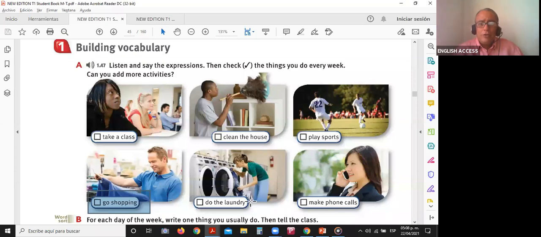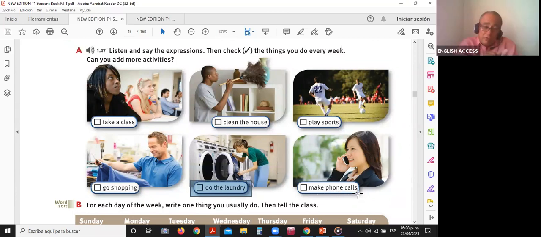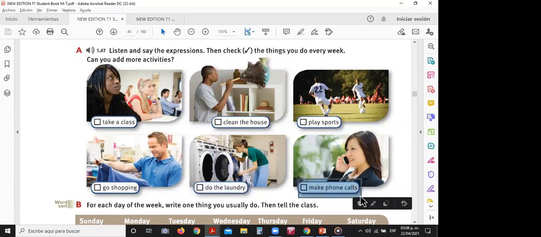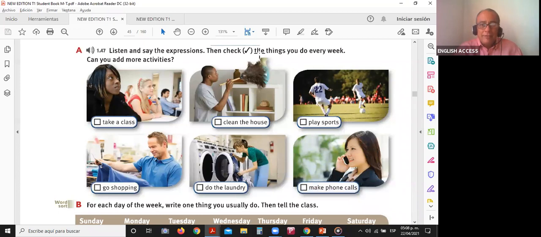What about do the laundry? What means do the laundry? Lavarnos. Exactly. Lavar la ropa, do the laundry. Is the activity that we do maybe in the lavadero, the washer place, or maybe in a washer machine like this one. And what about this activity? Make phone calls. Do you make phone calls, Antonio? Yes. Do you make phone calls, Carolina? Yes, teacher.